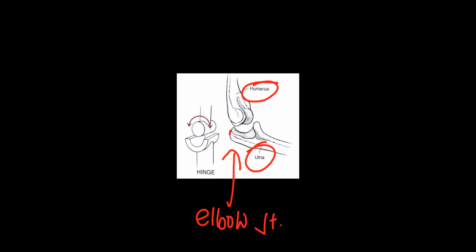ulna की cavity में humerus का projection fit होता है like a hinge. Another example is a knee joint between femur and tibia. Femur and tibia along with the patella, another classic example of a hinge joint.